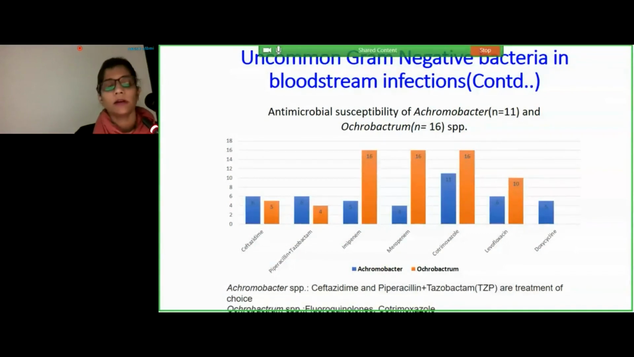In the literature also, it is mentioned that Achromobacter species respond well to ceftazidime and piperacillin-tazobactam, and they have been mentioned as treatment of choice. But from our data, we can see that cotrimoxazole works fine. Next, Ochrobactrum. We can look at the orange columns now, and we can see that out of a total of 16 isolates, all the isolates were sensitive to carbapenems and cotrimoxazole, and this sensitivity was followed by levofloxacin, followed by other agents. In the literature also, it has been mentioned that fluoroquinolones and cotrimoxazole work fine for this agent. And from our data, it is evident that carbapenems, cotrimoxazole, and fluoroquinolones should be working fine.